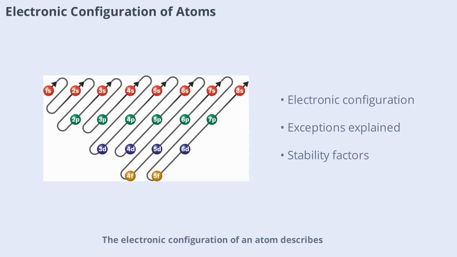Electronic configuration of an atom describes the distribution of electrons among various orbitals. Most atoms follow the basic rules, but some elements like chromium and copper have exceptions due to the stability of half-filled and fully filled subshells. Symmetrical distribution and exchange energy contribute to the stability of these configurations, making them energetically favorable.